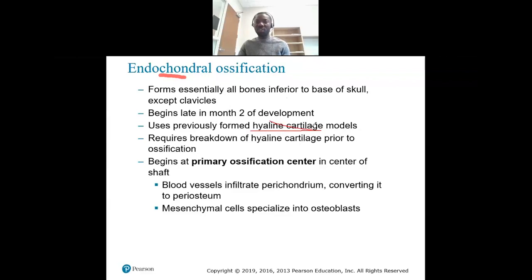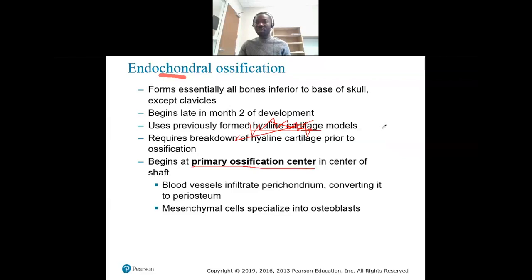So that means we're going to have to break down the cartilage. We're going to break down this cartilage and then begin bone formation proper. Now, it's simply that the cartilage is replaced by bone. So if there's going to be bone formation, there has to be a point where the bone formation is going to begin. So we call that point the primary ossification center.